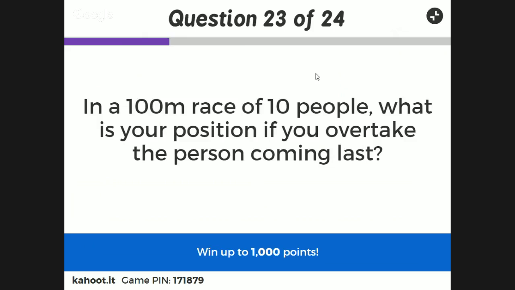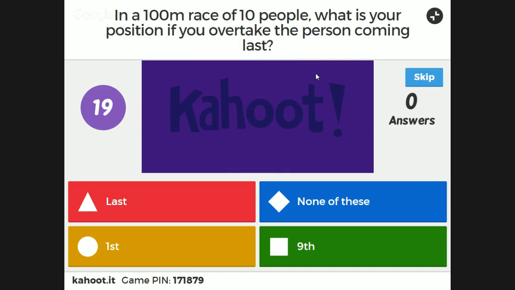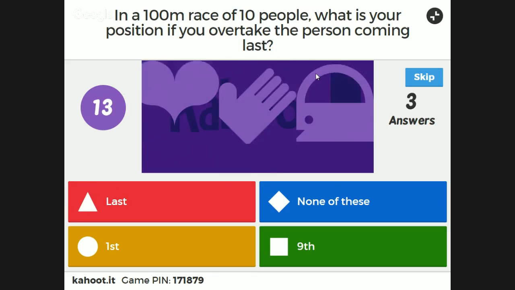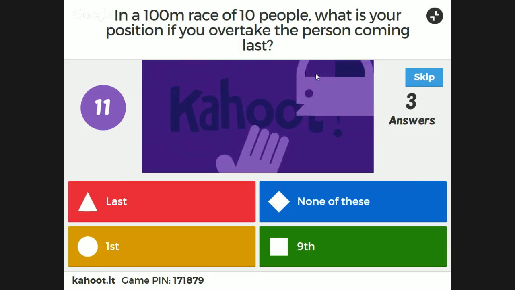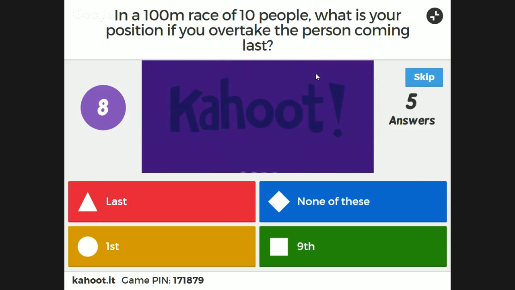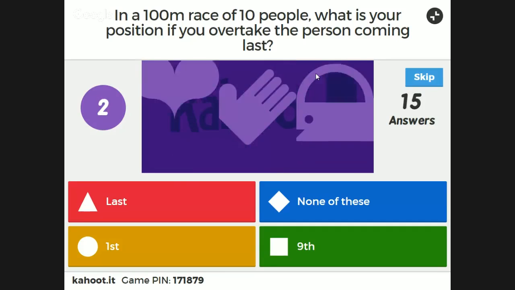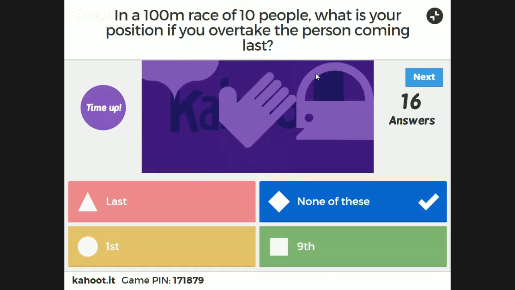In a 100-meter race of 10 people, what is your position if you overtake the person coming last? Oh, this is a tough one. 10 seconds, you don't have time. 5 seconds, you don't have time. 1.